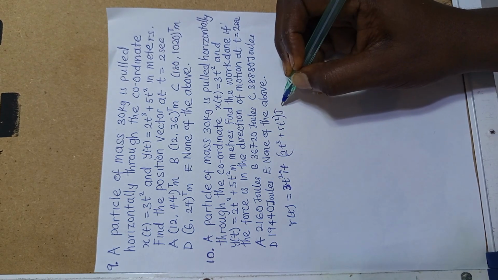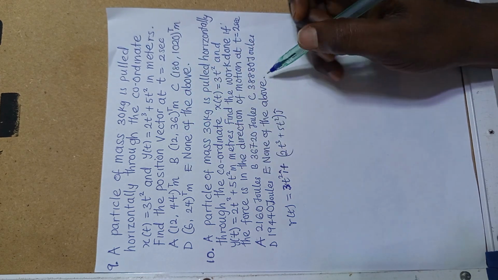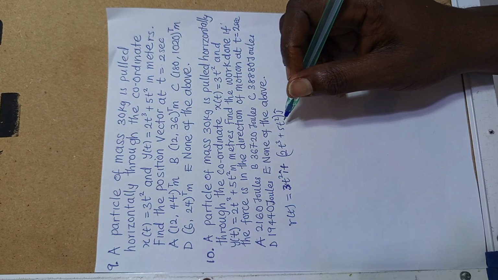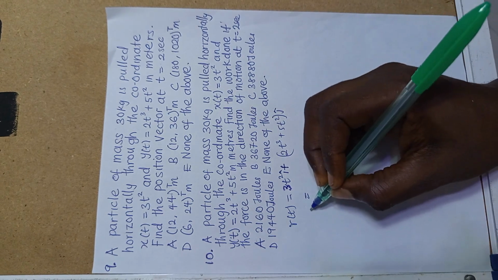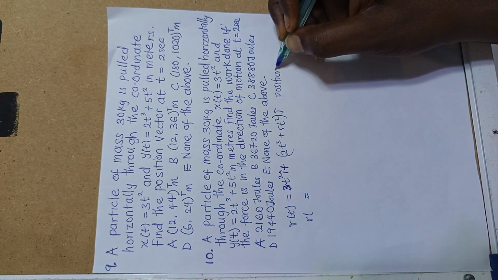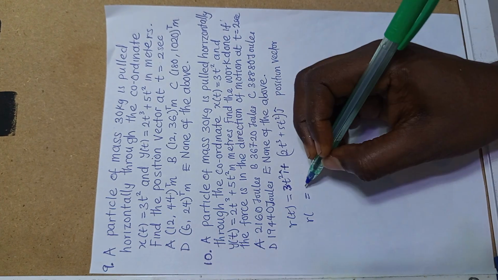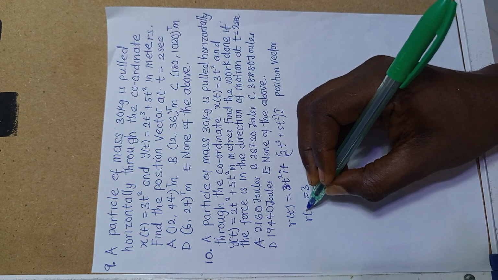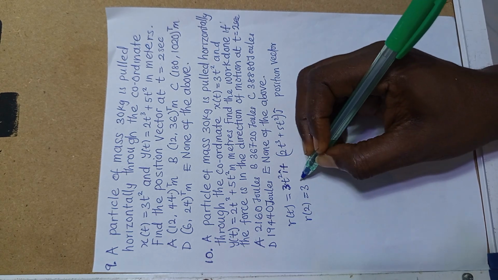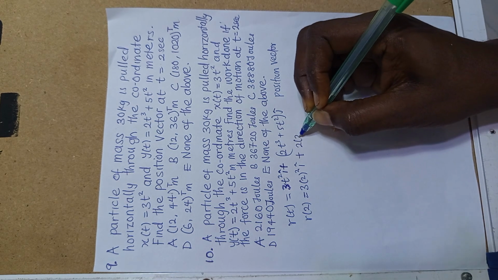Then I don't think we have another one, and they are all in meters. Find the position vector at t equal to 2 seconds. This is already a position vector formula or equation, so we put t equal to 2 seconds. Anywhere you see t, put 2 there. That's what it means.